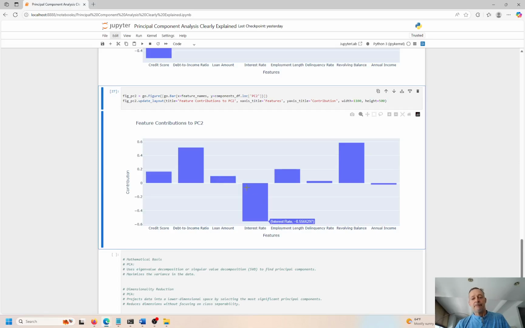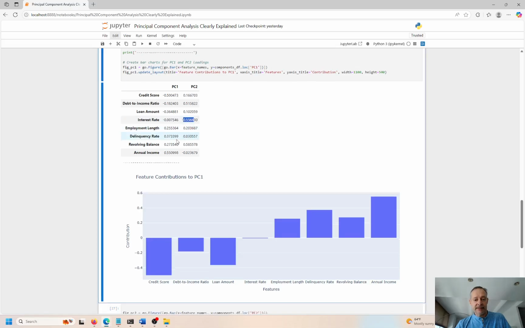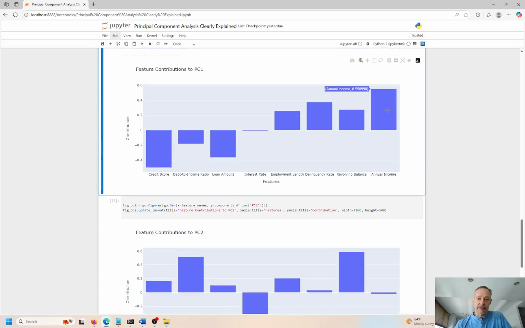The interest rate has a huge negative impact. If I go back over here, negative 0.55, that's what we're looking at. The interest rate has a huge negative impact for principal component number two. Employment length has about 0.20 impact. Delinquency rate really doesn't have any impact at all, and annual income doesn't in principal component two, but in component number one, that was the biggest actually.